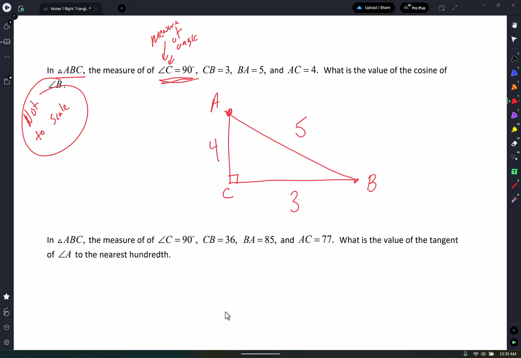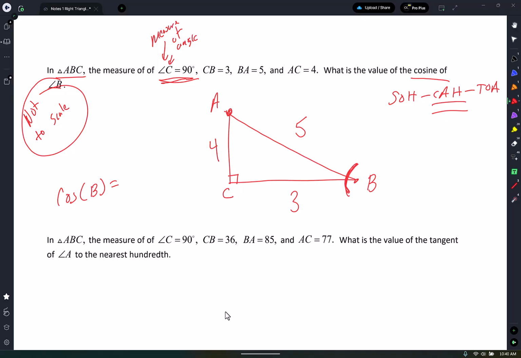They say, what is the value of cosine of angle B? So that means cosine angle B. I write SOHCAHTOA. Once you're a beast, you no longer have to write SOHCAHTOA if you know what you're doing. And I'm using cosine as adjacent over hypotenuse. And I'm referencing angle B. So here's angle B.